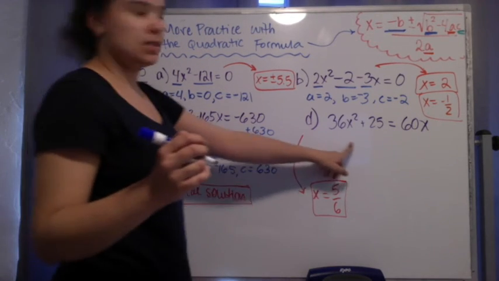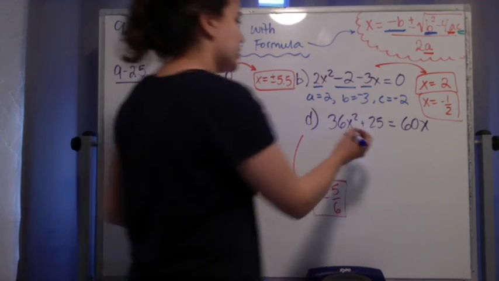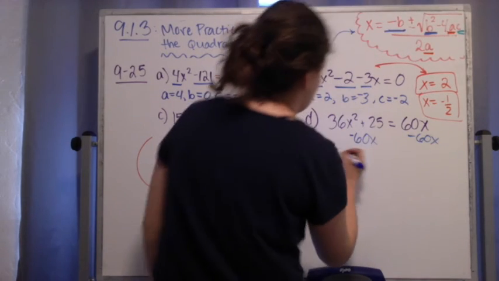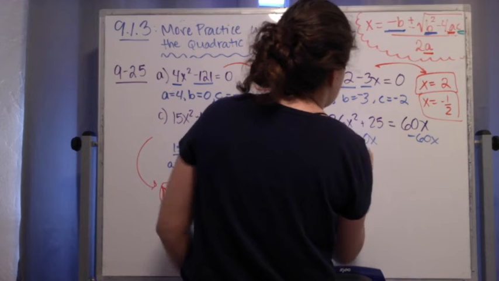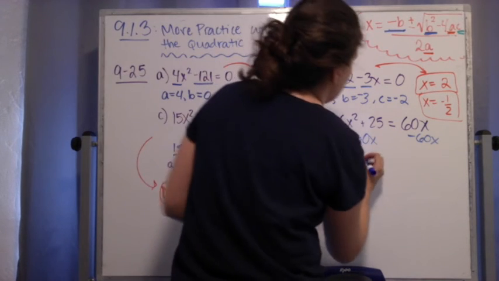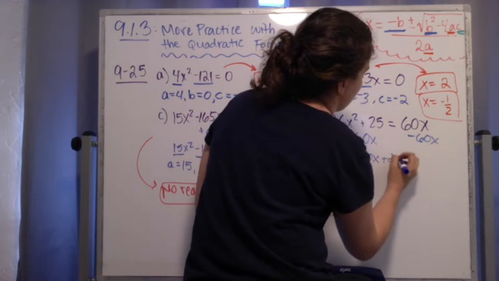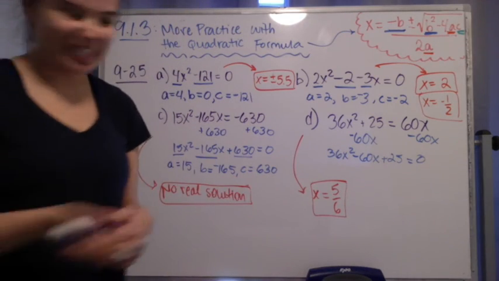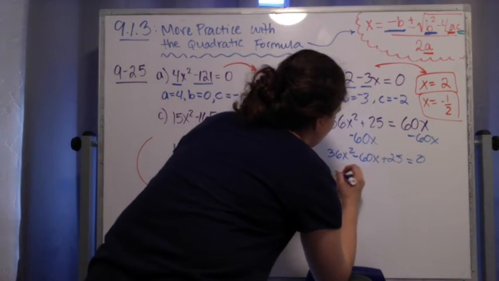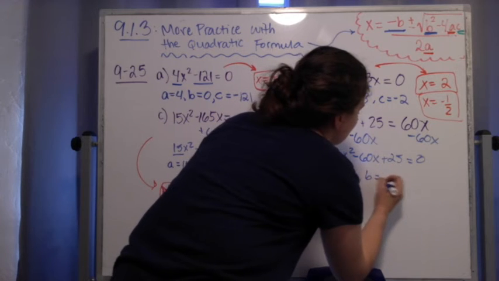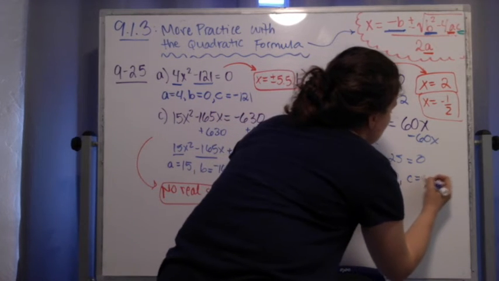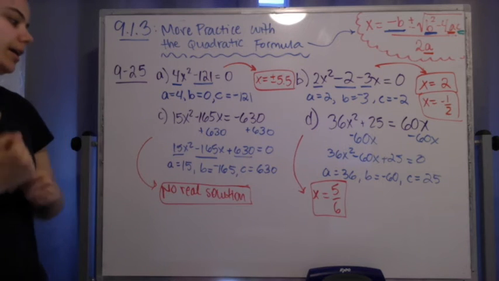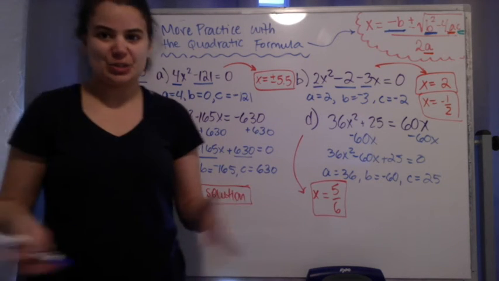And for the last one, same deal, we need to get it equal to 0 first, so let's subtract 60x on both sides to get 36x squared minus 60x plus 25 equals 0. And now we're ready to identify A, B, and C. So A equals 36, B equals negative 60, C equals 25. From there, again, it's just plug and chug.